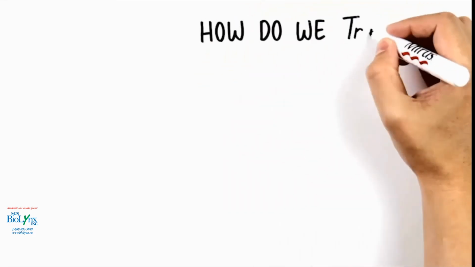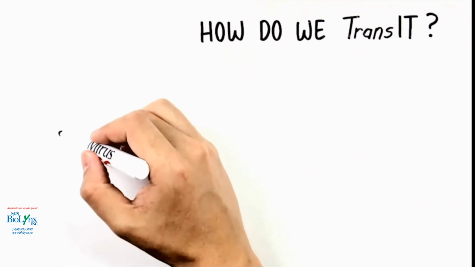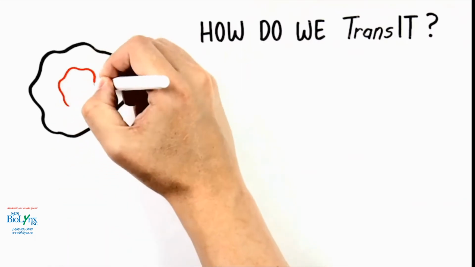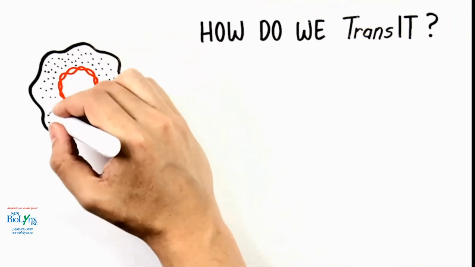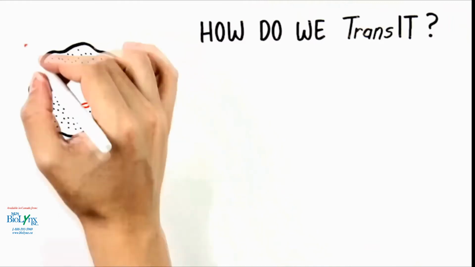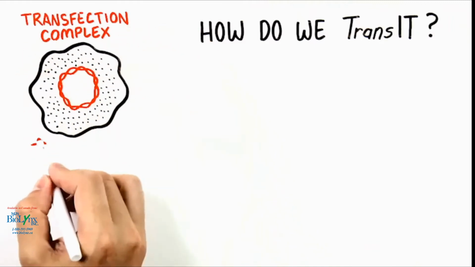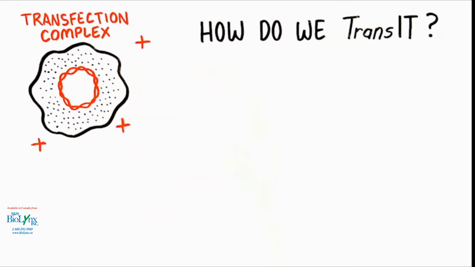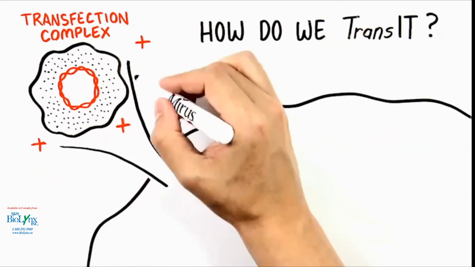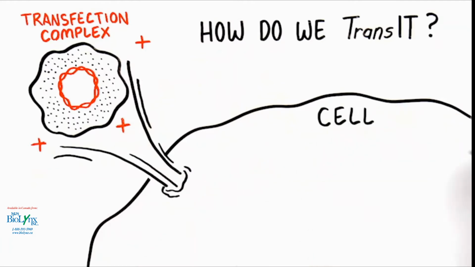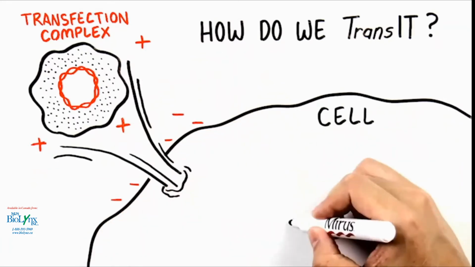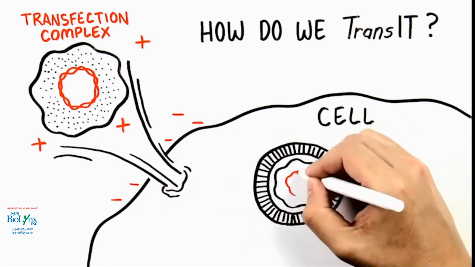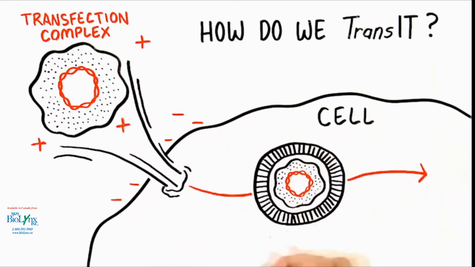How do we TransIT? The process of transfection begins with transfection reagents that coat and condense the negatively charged nucleic acid into a transfection complex with a net positive charge. Transfection complexes are then incubated with target cells to allow binding with the negatively charged cell membrane, followed by uptake through endocytosis into cellular vesicles called endosomes.